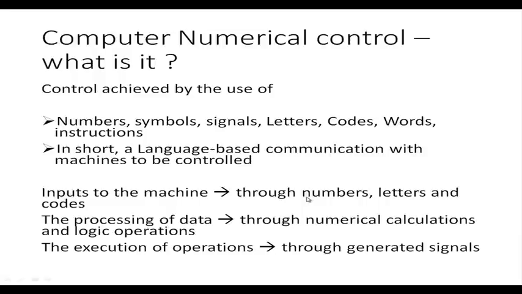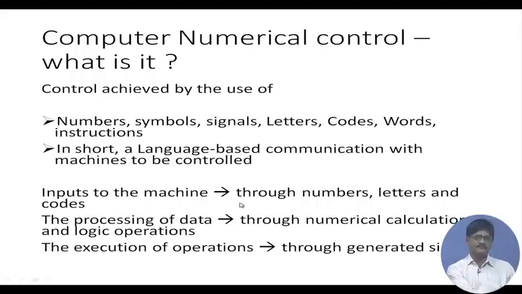So, in what way can this happen? It can happen in the form of input to the machine, data input through numbers, letters, codes. This data can be processed inside the machine through numerical calculations, logic operations, and execution of operations can be carried out through generated signals from the computer or from some control circuit in the form of voltage signals, etc., etc.